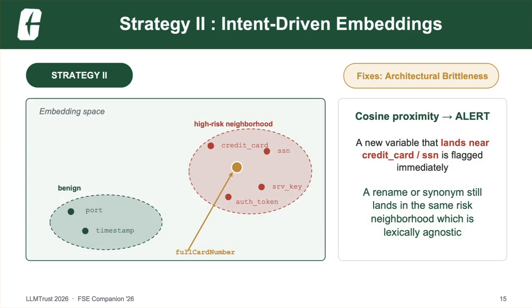Strategy 2 resolves the rule brittleness using intent-driven embeddings. Instead of relying on exact words, tokens are mapped into a latent vector space. So what that means is that if a newly introduced variable clusters close to known high-risk fields, such as credit cards or keys, based on cosine proximity, it is instantly flagged, independent of its lexical naming.